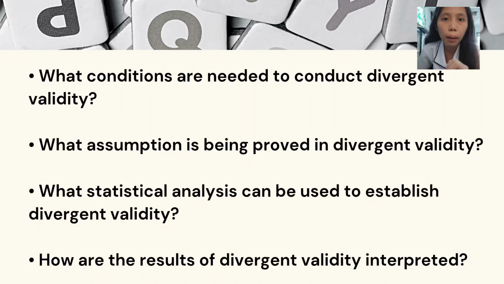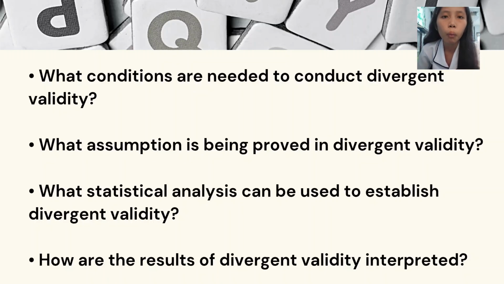O dalawang magkaibang constructs na hindi dapat sila magkaugnay. And then what assumption is being proved in divergent validity? So dito po, pinapatunayan ng test na ito na kayang mag-differentiate o magbukod sa dalawang magkaibang group or katangian na hindi dapat magkapareho or rather same yung result.